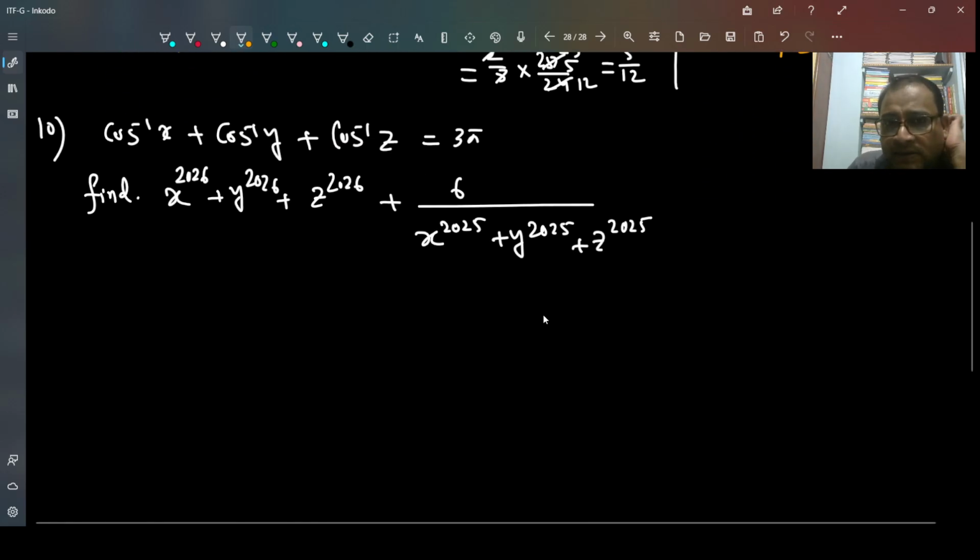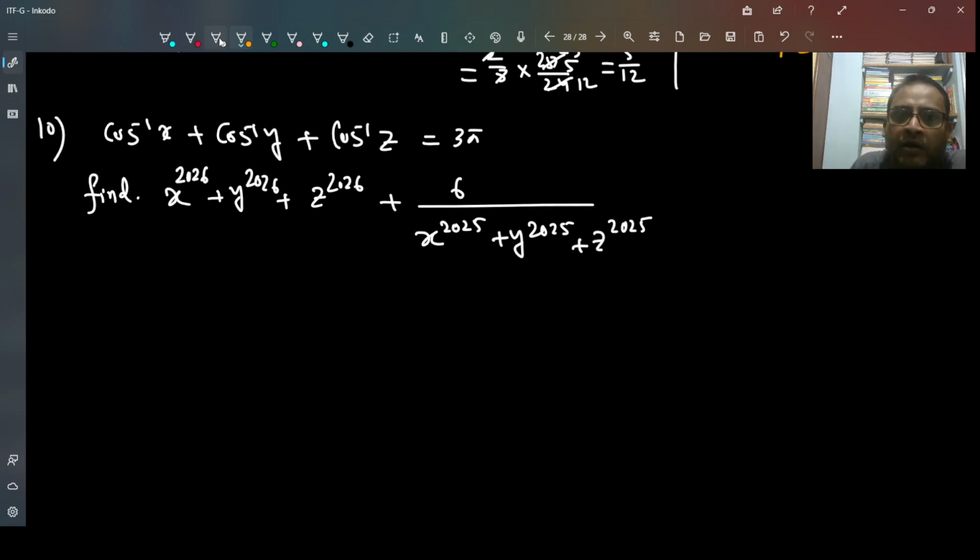So I hope this part is clear to everyone. Coming to this one: cos inverse x plus cos inverse y plus cos inverse z is equal to 3 pi. Here separate variables x, y and z are used, and all of these are angles, and the sum of the three angles is 3 pi. We know the range of every function is 0 to pi.